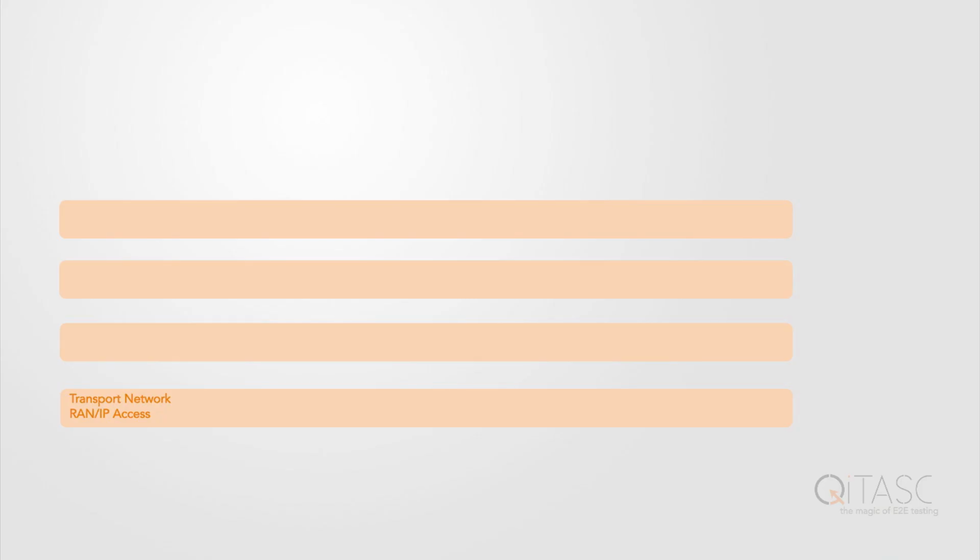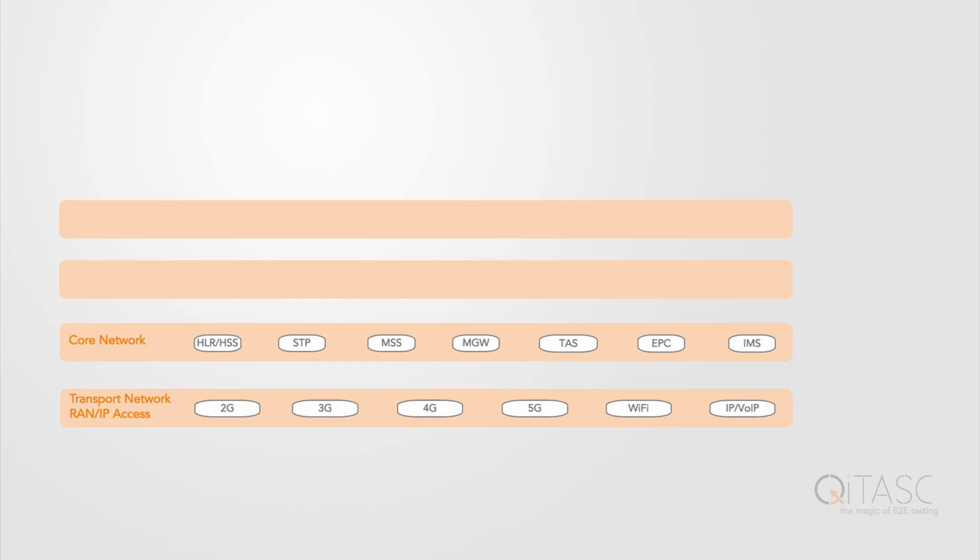So we have the transport and RAN, where we have the radio access network with 2G, 3G, 4G, 5G, Wi-Fi, but we have also services like IP, where we have then voice over IP devices. So this is a basic, very fundamental infrastructure where we are making phone calls and so on. Then we have, of course, the core network. This could be an IMS core, this could be a classical mobile switching system with HLR, HSS and so on.